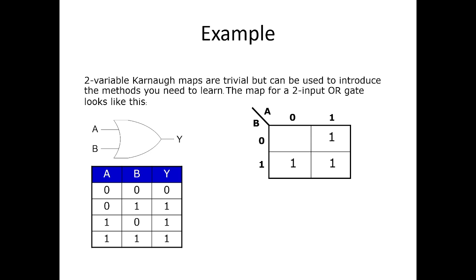Now we go for mapping. The mapping will be done in pair, quad or octet. The octet and quad are not possible here because we have 3 ones only. So we can map it as a pair. The first pair is the 3rd and 4th cell. Now we can combine and the value is B. The second combination value is A. So the final answer for this example is Y equals A plus B.